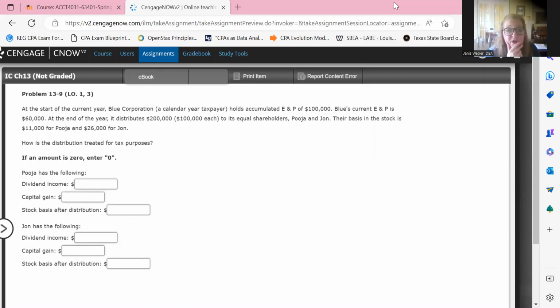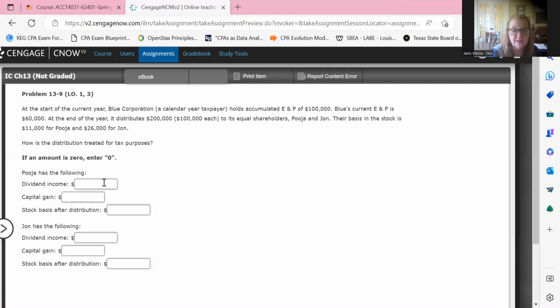Then we look at the distributions, and we see the distributions are 200, so 100,000 each. Because both E&P amounts are positive and there's only one distribution for the year, you wouldn't have to come up with a partial allocation of the year. It's not complex like the one we previously did. This one is just that they have 80,000 in E&P each between the accumulated and the current, so it's pretty straightforward.